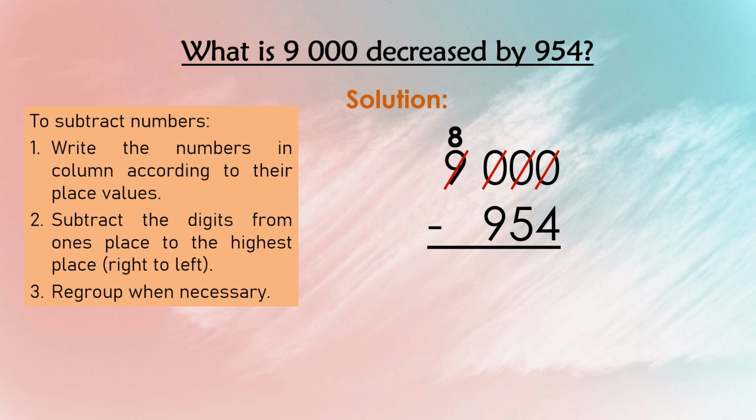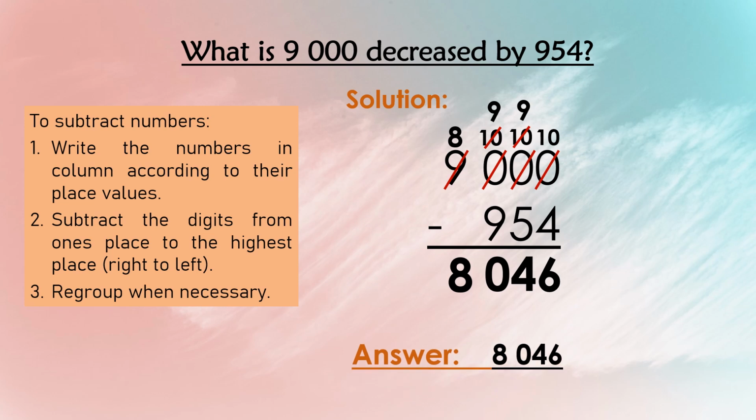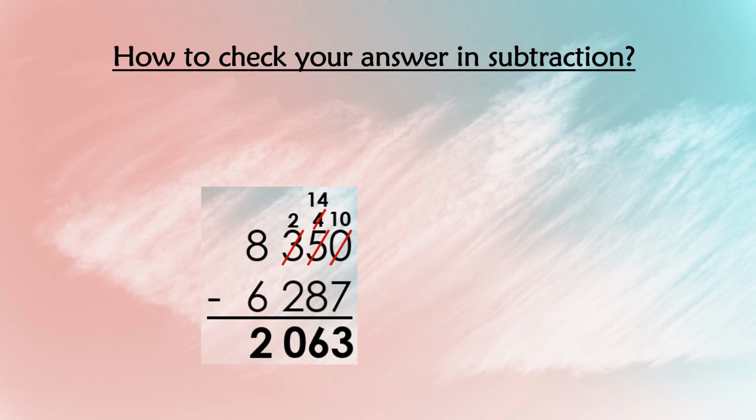Regroup 9 as 8 thousands and 10 hundreds. Then regroup 10 also as 9 hundreds and 10 tens. Then last, regroup 10 as 9 tens and 10 ones. Now we can subtract the numbers. 10 minus 4 is 6, 9 minus 5 is 4, 9 minus 9 is 0, and bring down 8. The answer is 8046.